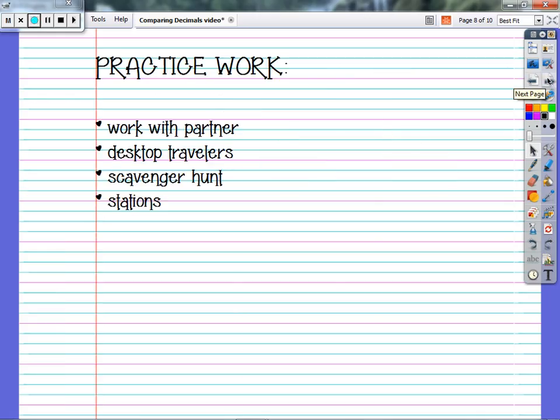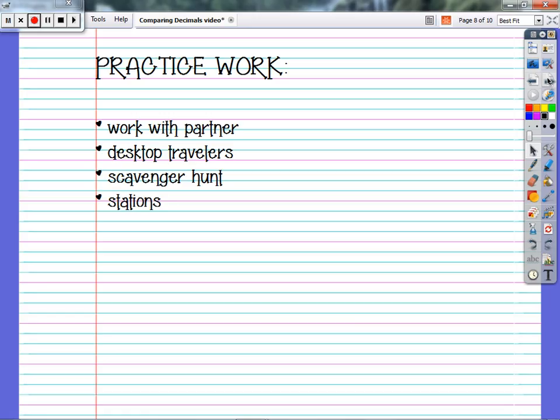And so after going over a few problems with the students, modeling some for them, and then having them work some out together and going over them as a class, I would give the students practice work. And practice work can either be with a partner, you can do practice work with desktop travelers, you can use a scavenger hunt, you can even do stations.